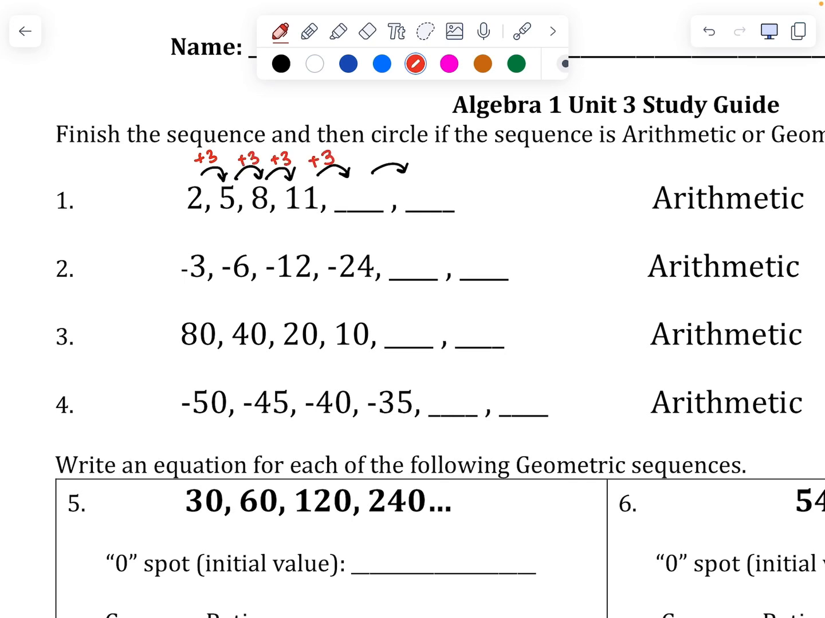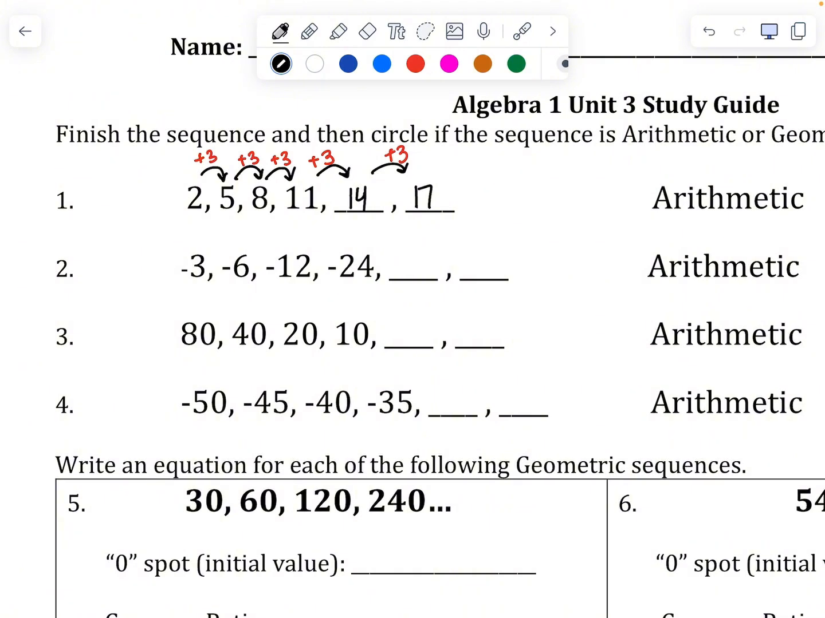So, let's check. 2 plus 3 makes 5. 5 plus 3 makes 8. 8 plus 3 makes 11. Fantastic. Well, to get the next 2 numbers, I do 11 plus 3, which makes 14. And then 14 plus 3 makes 17. You can always use a calculator, or you can use your brain calculator for that.